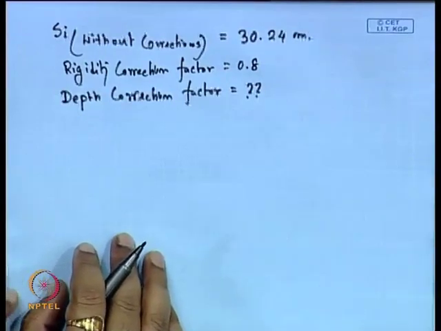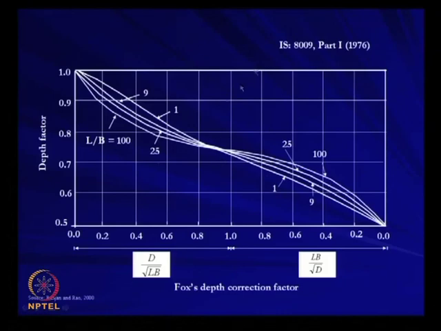How will we calculate this depth correction factor? From this figure, the IS code recommends how to calculate the depth correction factors. Using this IS recommendation we can calculate the depth factor. This is IS 8003 part 1, 1976. Here are the different charts available for L by B value, with D by root over LB on one axis, from 1 to 0. Once we get these two values, by using these charts we will get the depth factors. This is what is called Fox depth correction factor.